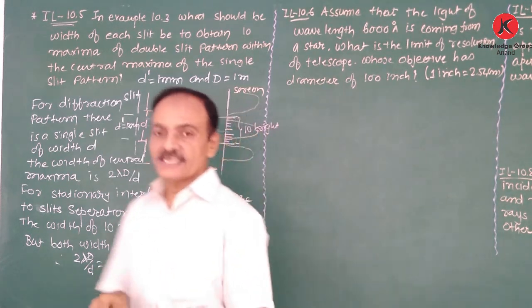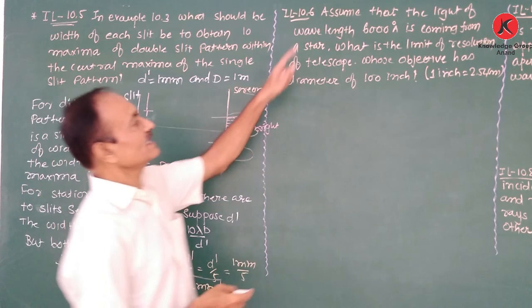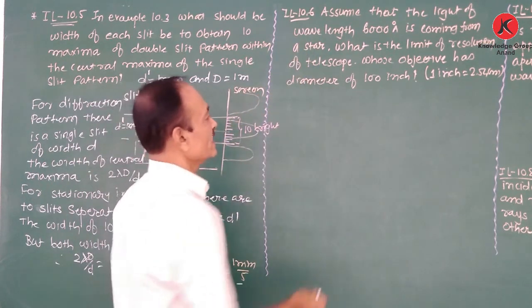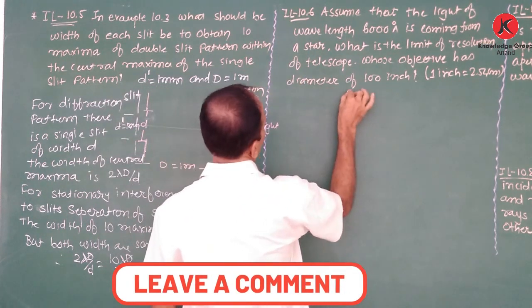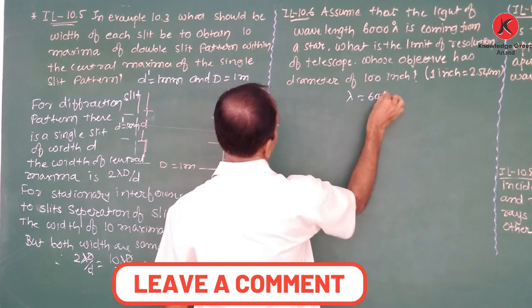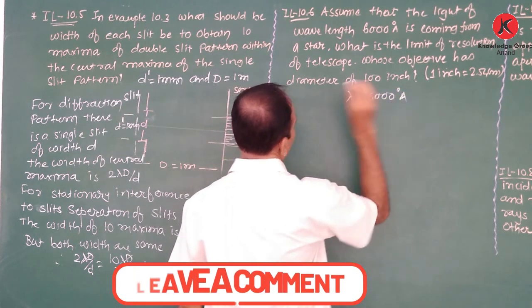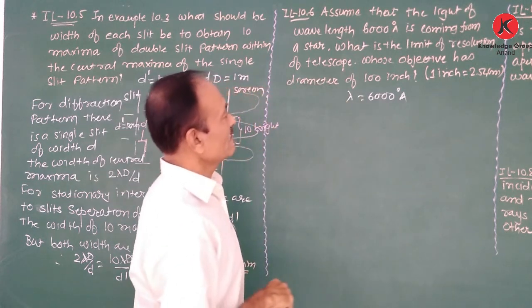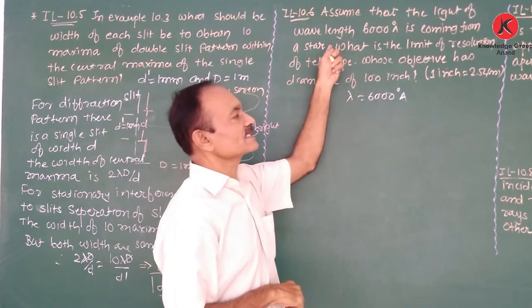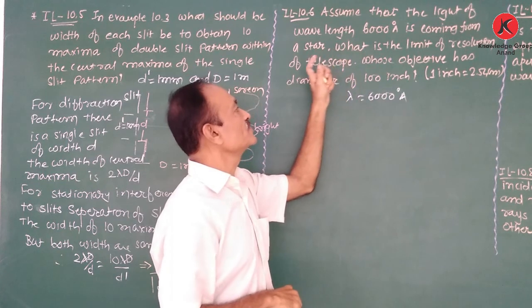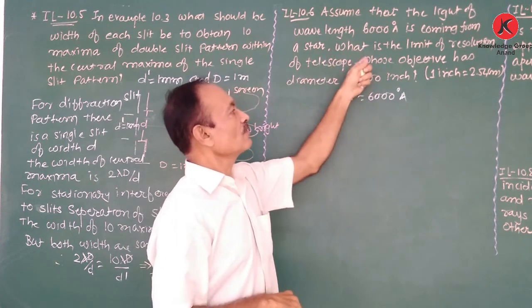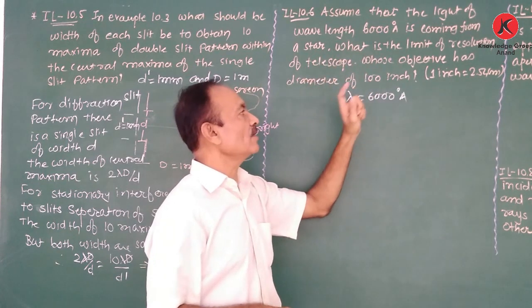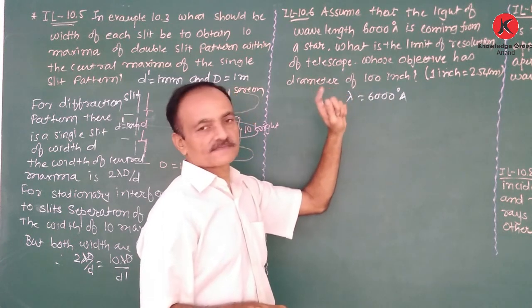After that, the next question is: assume that light of wavelength 6000 angstrom is coming from a star. 6000 angstrom, we convert into centimeter. Why is the centimeter conversion required? Light is coming from the star. What is the limit of resolution of a telescope whose objective has a diameter of 100 inch?